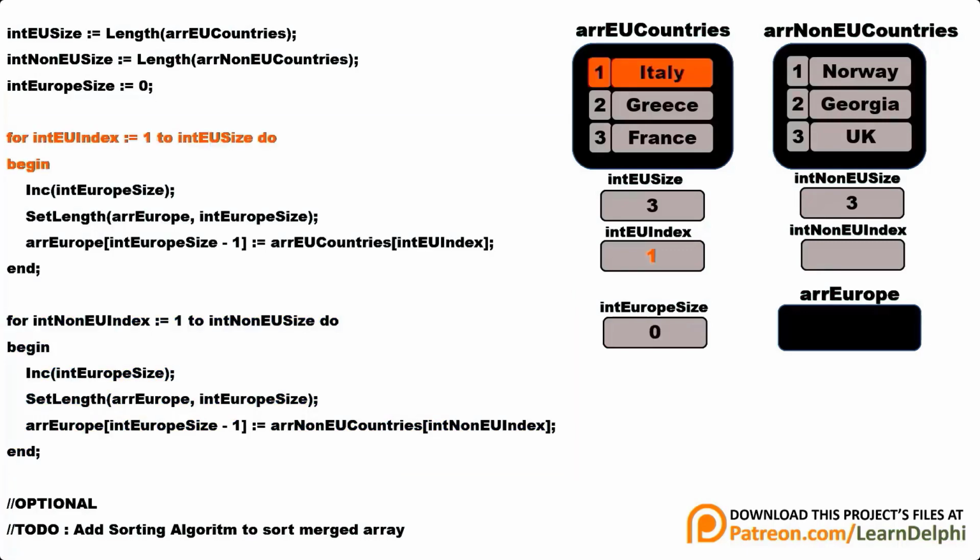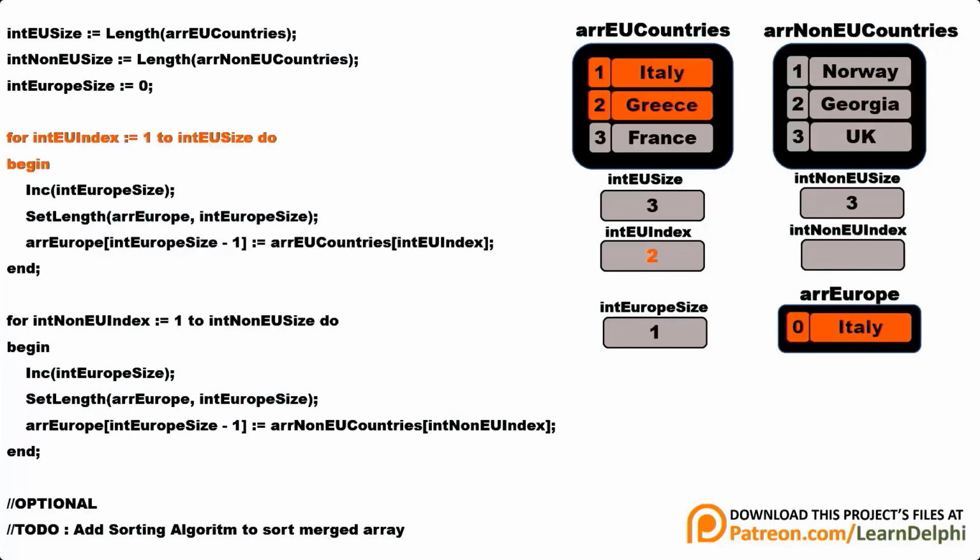The first loop will cycle through the array that stores EU countries. It starts at 1 and its upper limit is the size of the array. So it will find Italy the first time you enter the for loop. You increase the integer that sizes the dynamic array, then you use the setLength procedure to add the first element to the dynamic array. A dynamic array's first index will always be 0. Then you assign Italy in index 1 of the EU countries array to index 0 of the dynamic array.